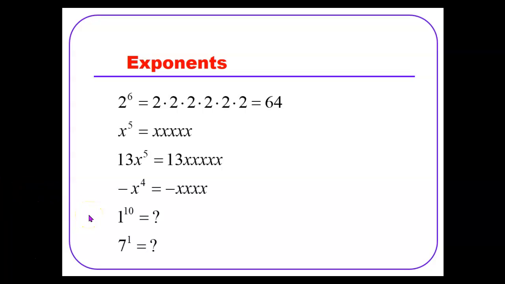What about 1 to the 10th? What would that be equal to? Well, if you multiply 1 times 1 times 1 times 1 times 1 times 1 times 1 times 1 times 1 times 1, you get 1. What about 7 to the 1 power? Well, that would just be 7. Any number to the 1st power would just be that number.